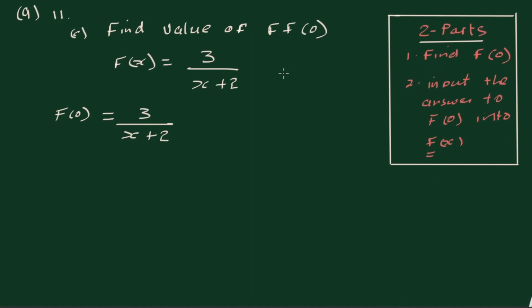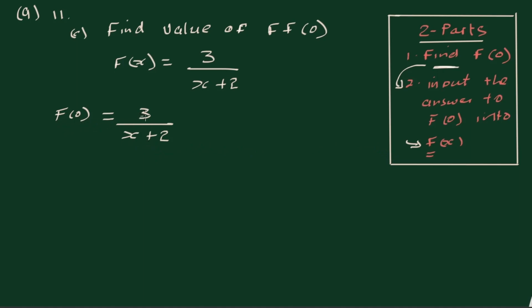Looking at part C, A2 part C, find the value of f(f(0)). This question has to be done in 2 parts. First, we need to find f(0), and having found the value of f(0), we need to take that answer and input it into the function f to work out our final value. So first of all, we're going to find f(0).